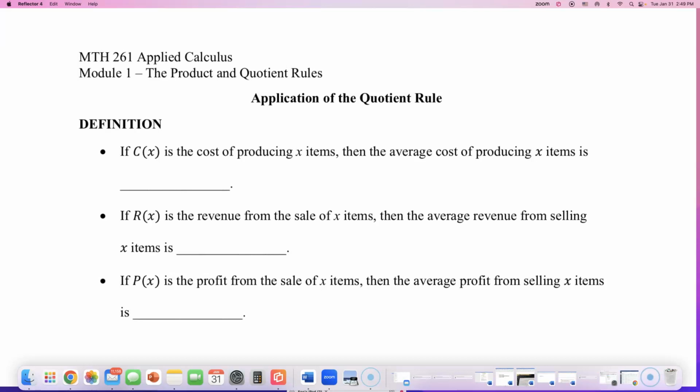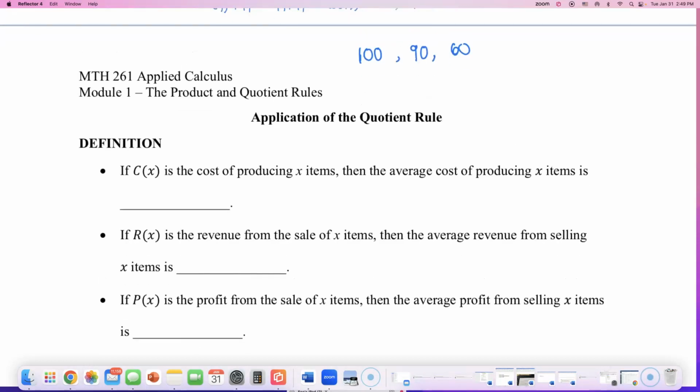When you want to find an average test score, let's say you have 100 on your first test, 90 on your second test, and let's say you got 60 on the third test. What do you do when you want to find the average?